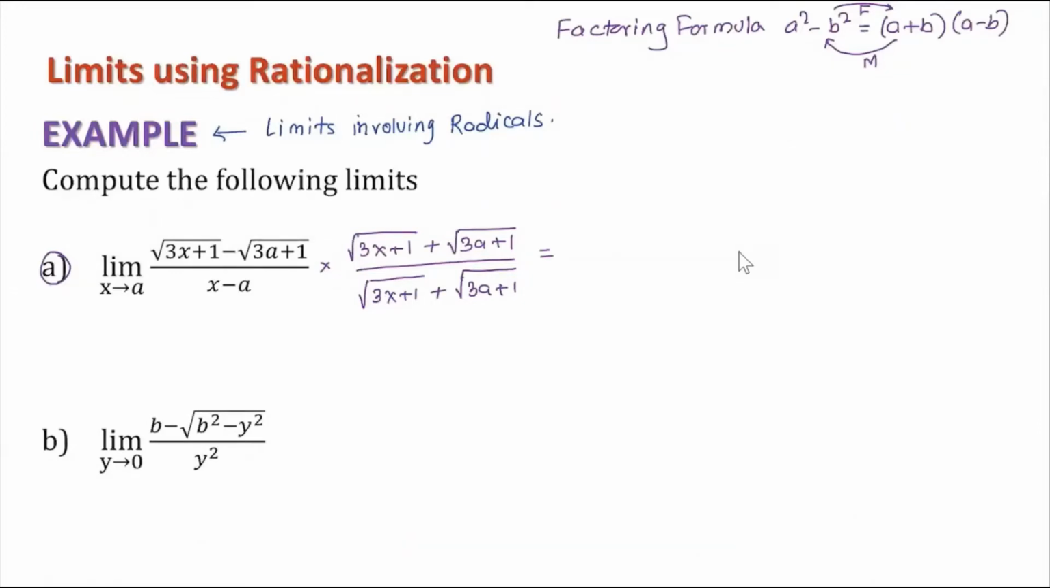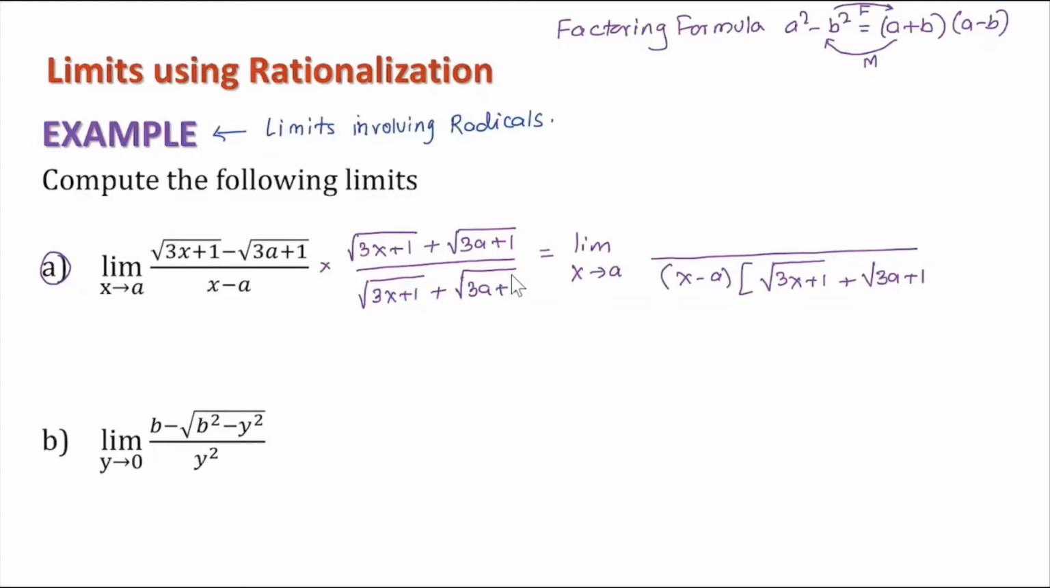Now let's simplify this one. So we have limit as x approaches a. Now we have two fractions here. This is the first fraction, numerator over denominator. Here is the second fraction, numerator over denominator. We are multiplying the fractions. And you know that when you multiply two fractions, we multiply numerator with numerator and denominator with denominator. So if I multiply the denominator, we have x minus a multiplied to the square root of 3x plus 1 plus the square root of 3a plus 1.